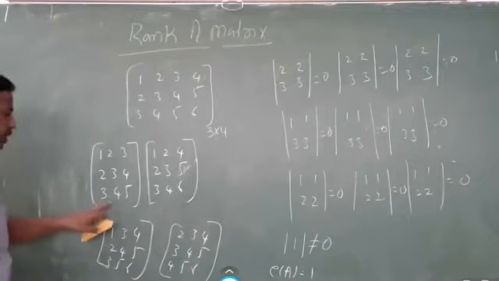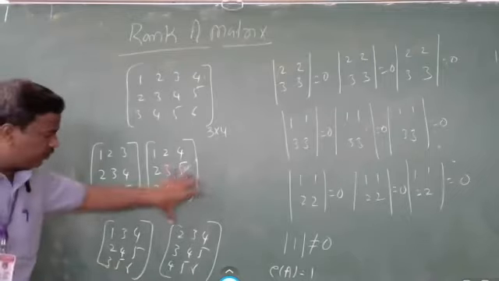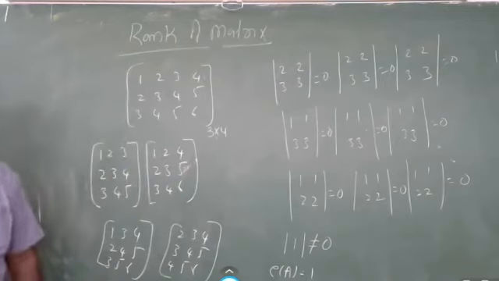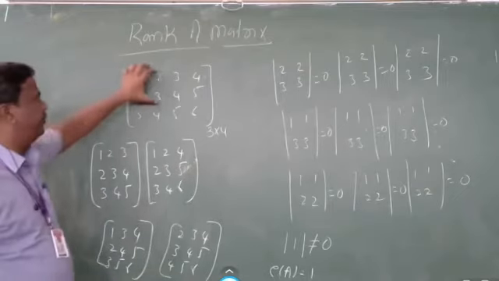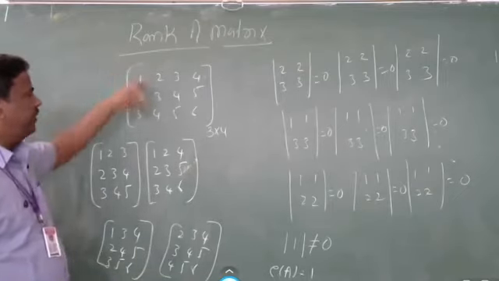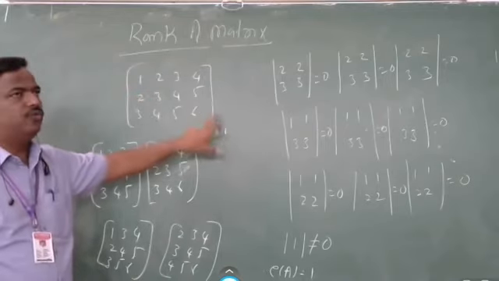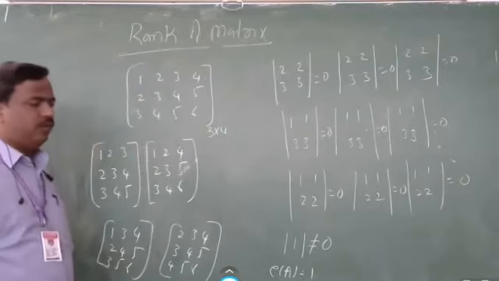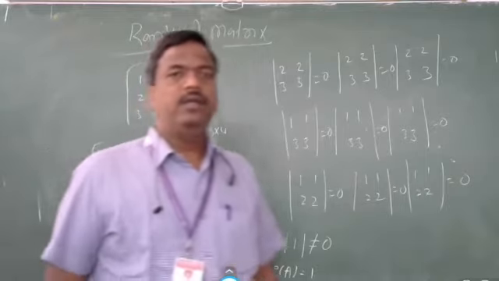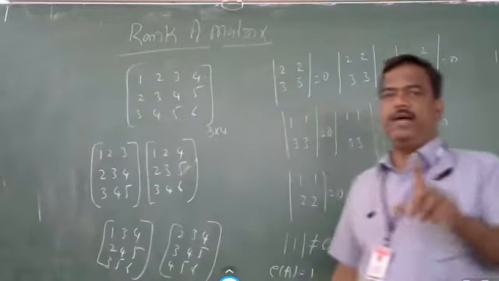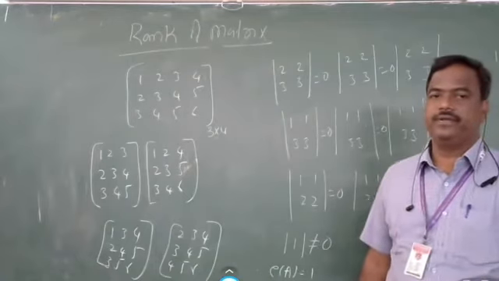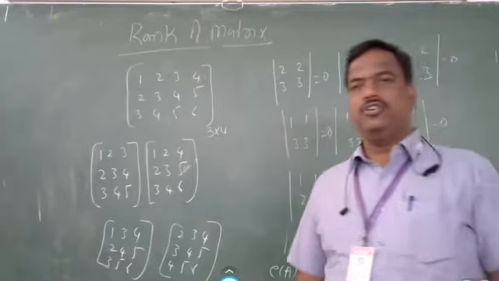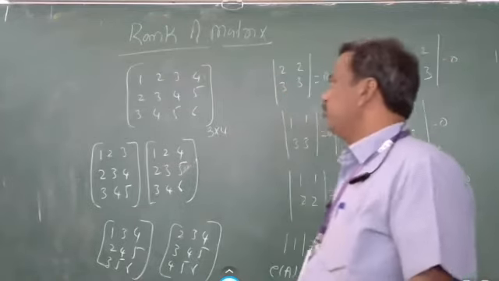So suppose all these 4 are equal to 0, then what we have to do is go to the next 2 by 2 matrices. How many are possible? 3 into 4, 4. You will get the 12 2 by 2 matrices. In the 12, if at least one minor is non-zero, then the rank is 2. If all those 12 are 0, then you will go to the next level.